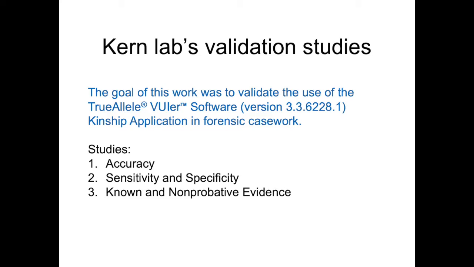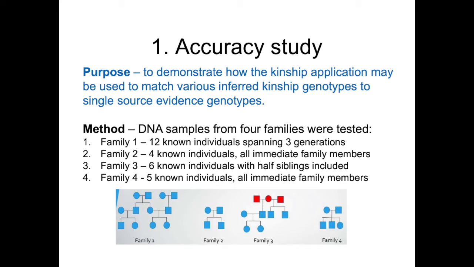Kern wanted to validate the TrueAllele software kinship application for forensic casework. Toward this end, Kern conducted a series of validation studies measuring accuracy, sensitivity and specificity, and known and non-probative evidence. In the accuracy study, Kern sought to demonstrate how the kinship application could match various inferred kinship genotypes to single-source evidence genotypes. To do this, they had DNA samples from 4 families, as shown in the figure below.